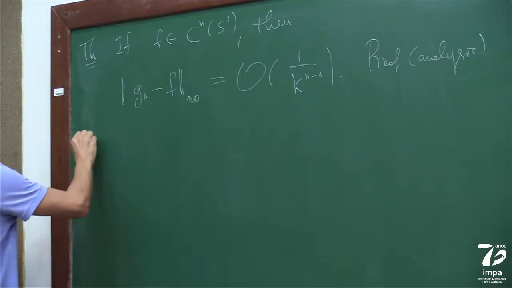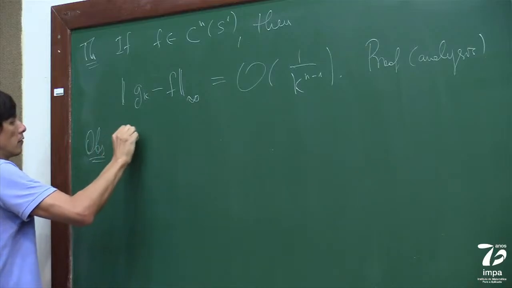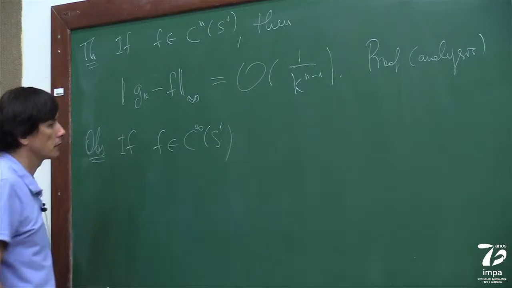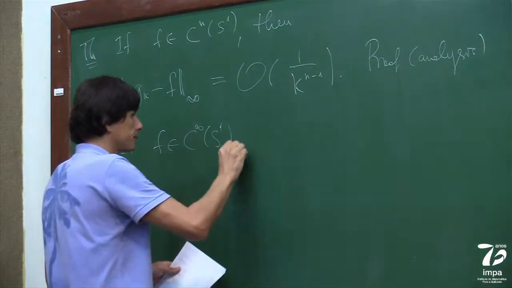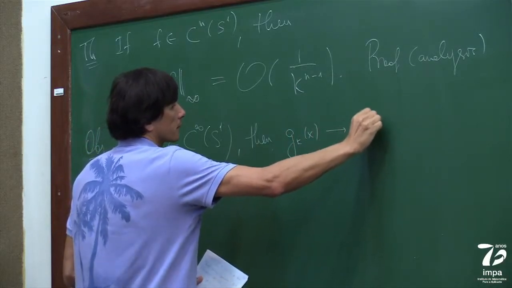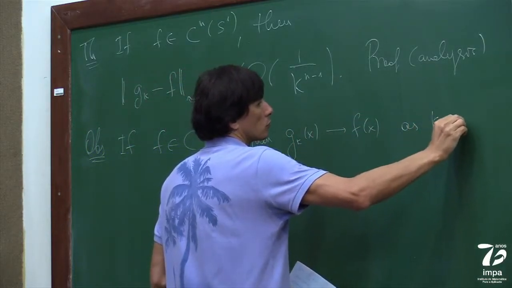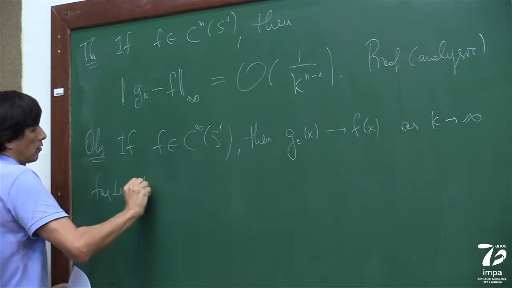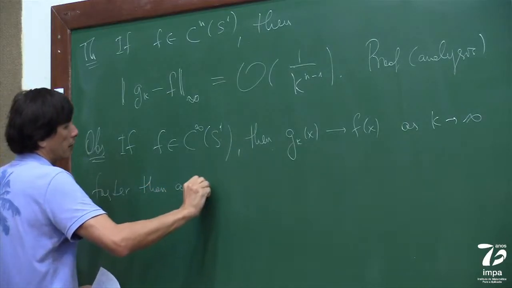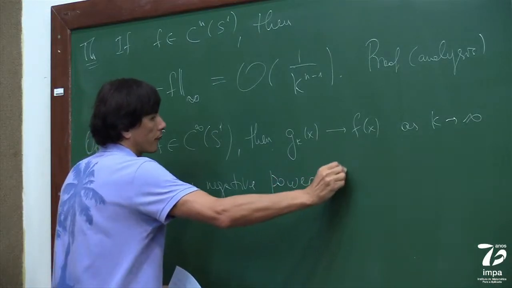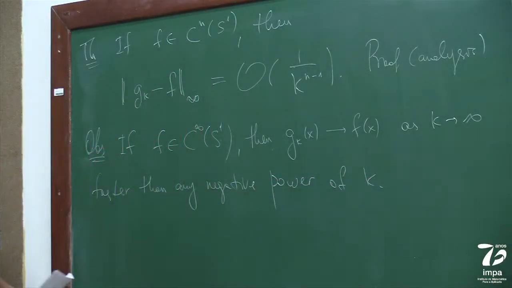So in particular, the observation is that if f is smooth, so infinitely differentiable, then g_k of x converges to f of x as k goes to infinity faster than any negative power of k. So for any negative power, it converges faster.